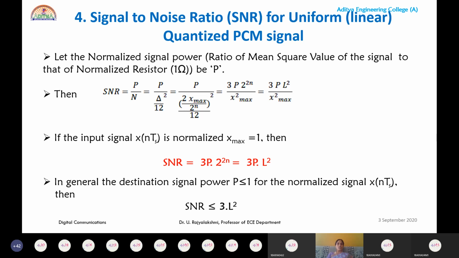Once again, assume the value of P and let us evaluate the SNR in decibels. This is the SNR value which is less than or equal to 3L square for normalized input x of t and P less than or equal to 1. Please, all of you, let us calculate the SNR in decibels. Okay, let us move to the next slide.